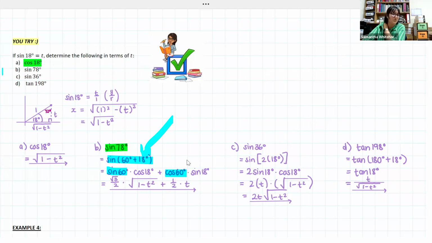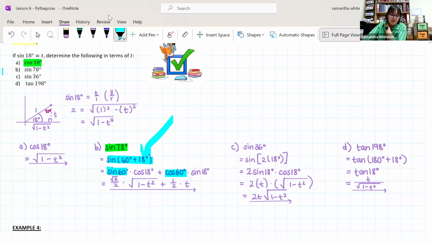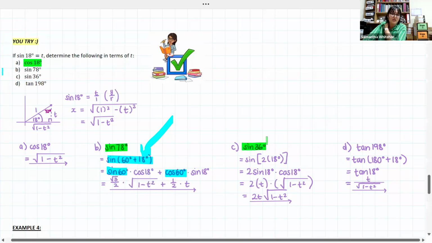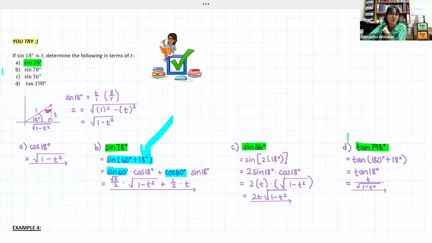Like I said, if you didn't get that, don't stress. It's not one that we've done an example of yet. I just threw it in to see how you dealt with it. Then when we get to question C, sine 36, double 18 is 36, so nothing too tricky there. And then 198, that's a reduction. So everything except for B should have been pretty straightforward.